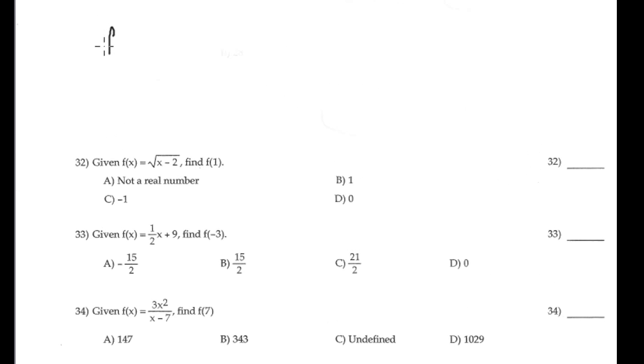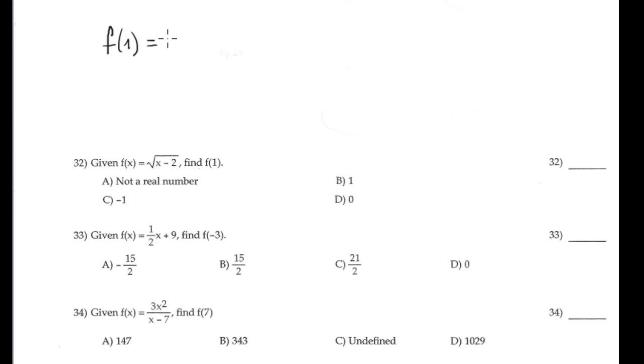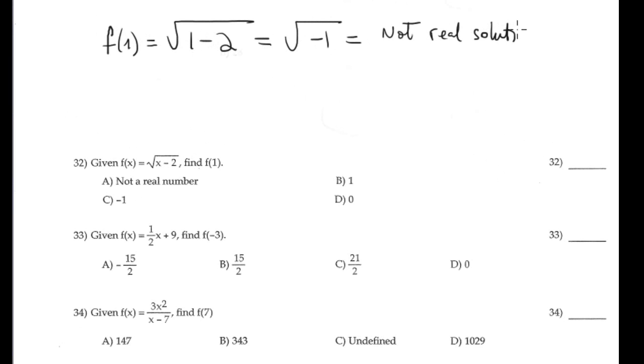Okay, 32, you evaluate at 1. It's the square root of 1 minus 2. And the square root of 1 minus 2 is the square root of negative 1. Of course, that is not a real solution. The answer is option A, no real solution.